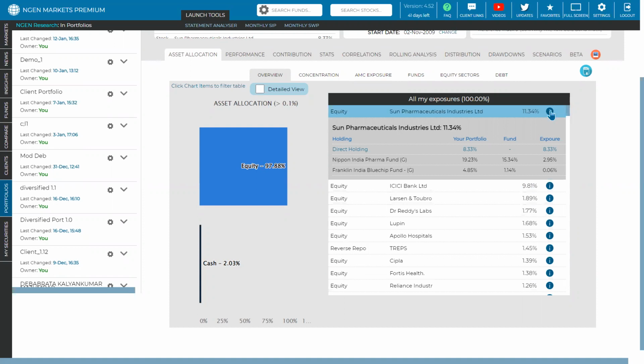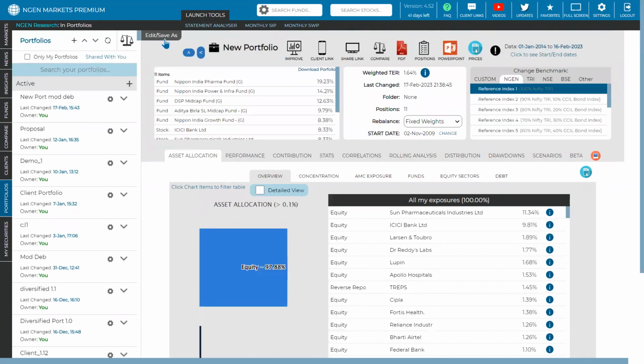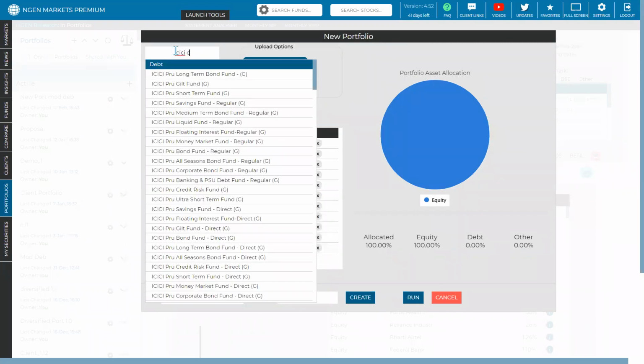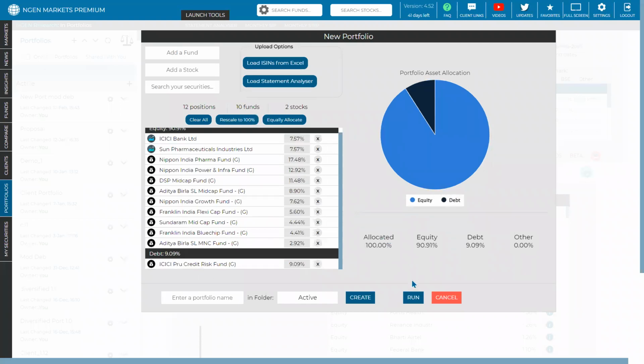So what about the debt side? We can currently see that we only have equity based mutual funds. So let's add in a debt fund as well. Let's add in a credit risk fund here. And once we add it into the system, you can easily rescale them to 100 and run it. I'm adding another fund, which is HDFC Money Market, and you can run it.